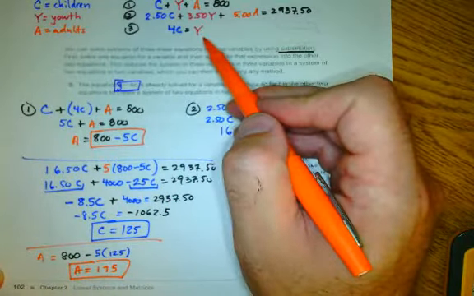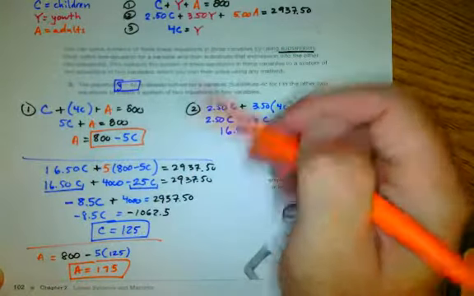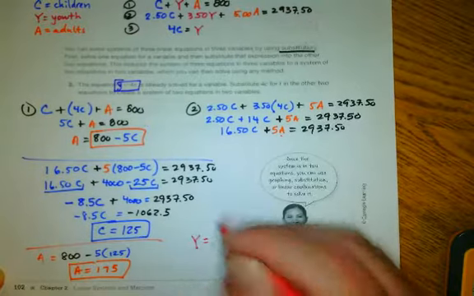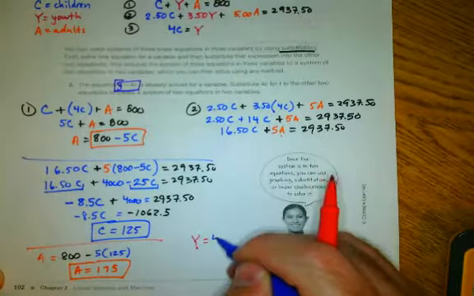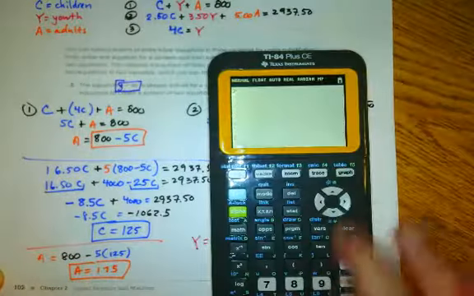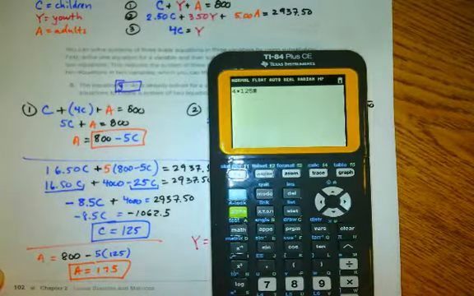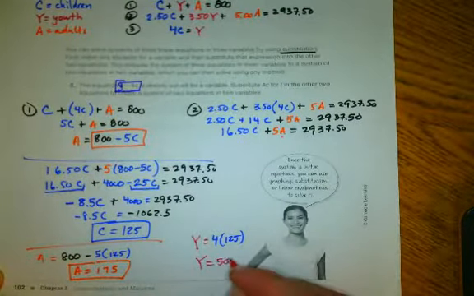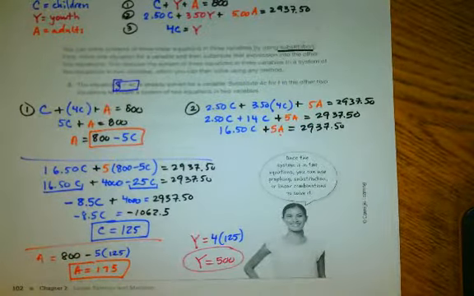So I'm going to do 4 times the children's tickets, which is down here, is going to equal my youth. So that means youth must equal 4 times C. So let's see, 4 times 125 equals 500 for my youth. So there's my 3 answers, and again, I've already solved all of them using what's called substitution.